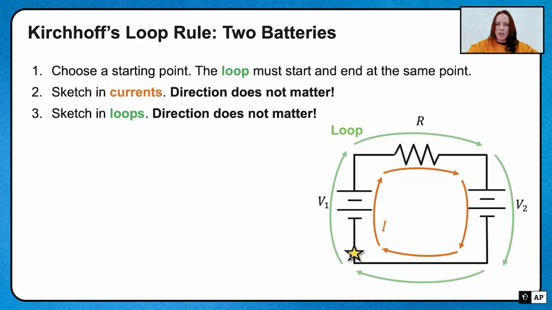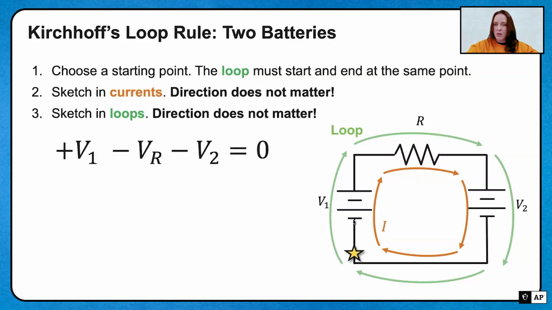So I'm going to start at my little star. Now I'm going to go around. I hit battery number 1. I go from negative to positive, so I'm getting a boost from my first battery. So I get a positive V1. And then I keep going.